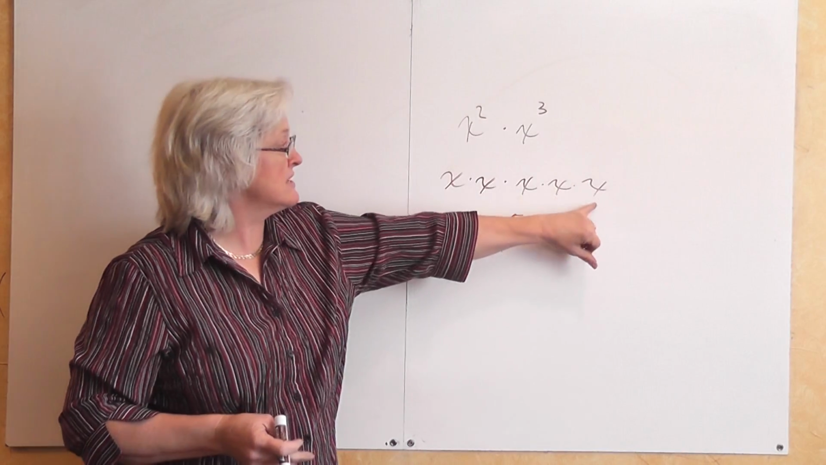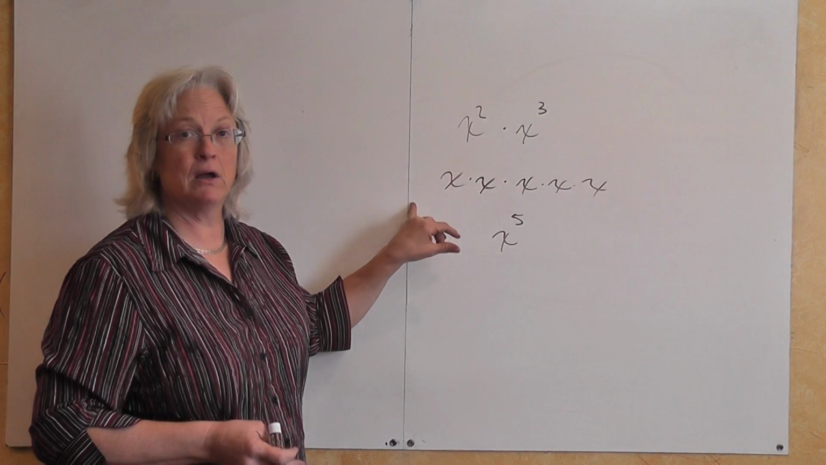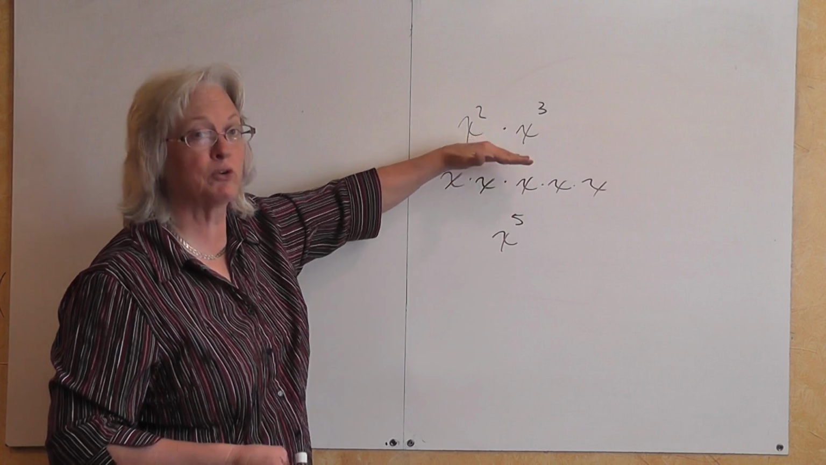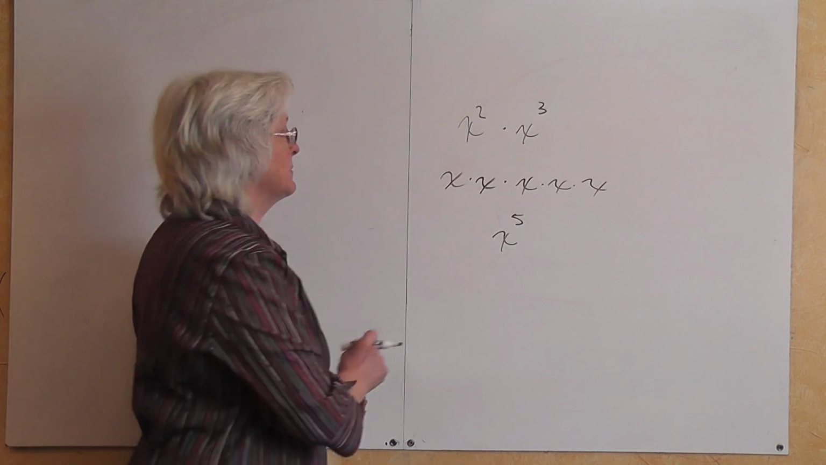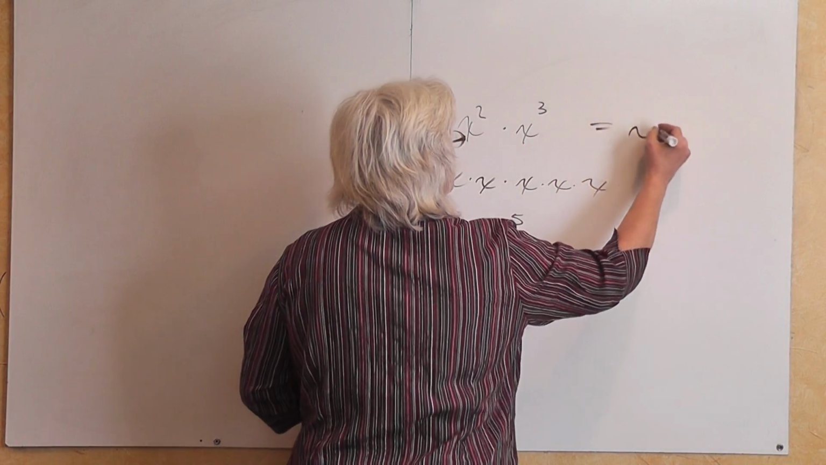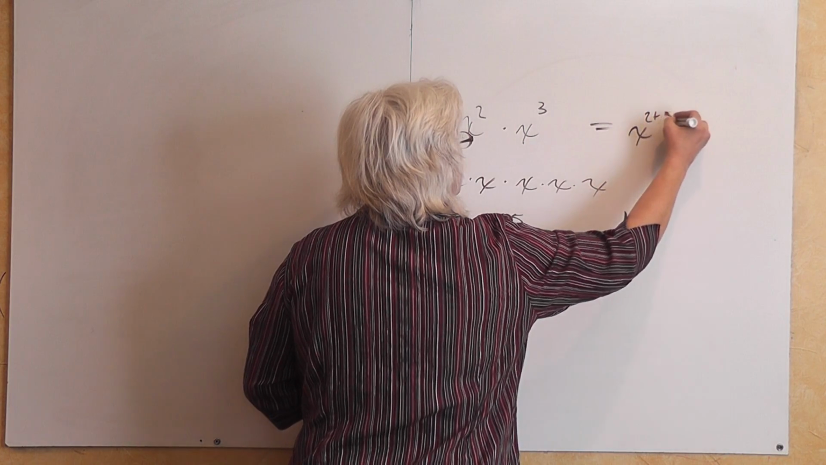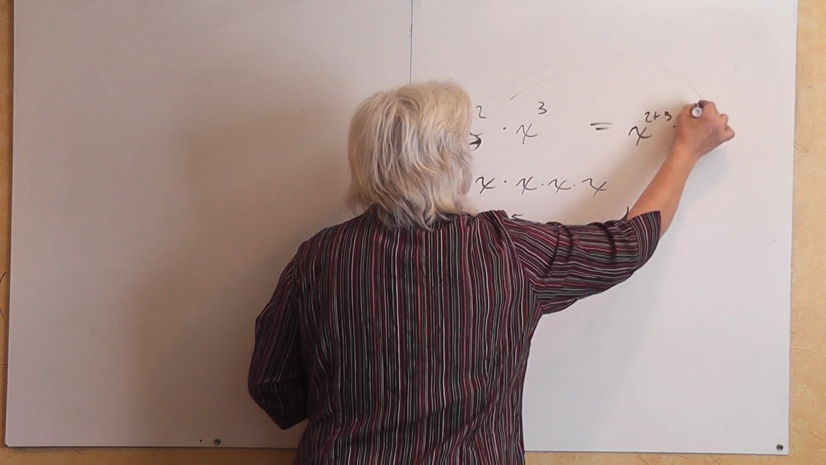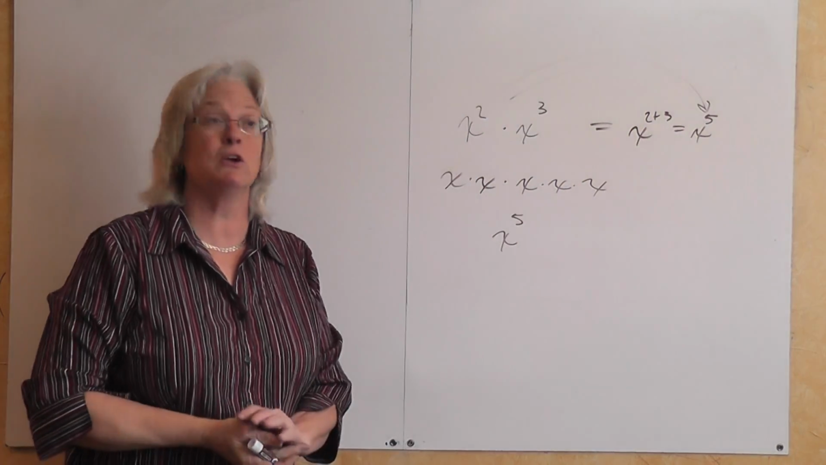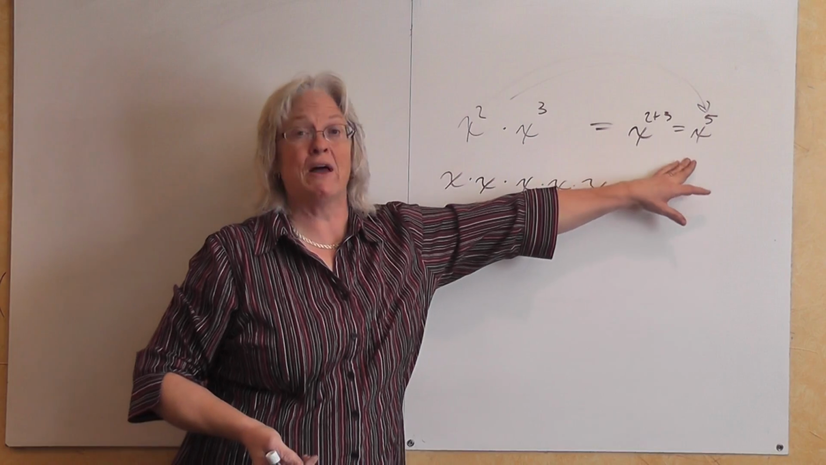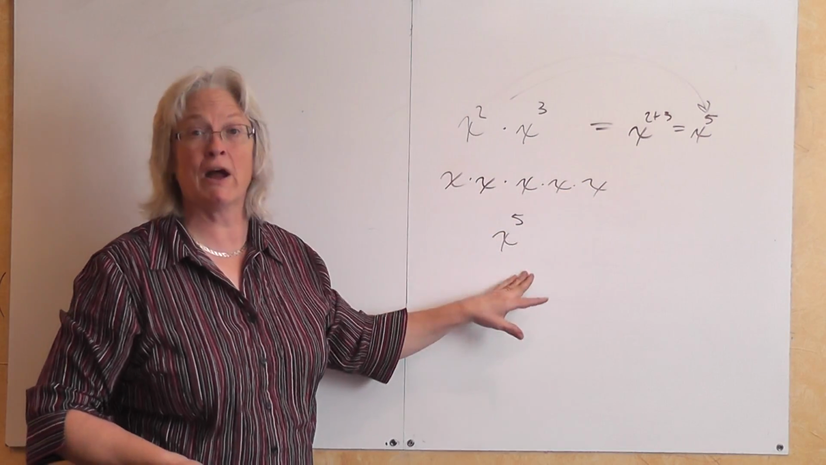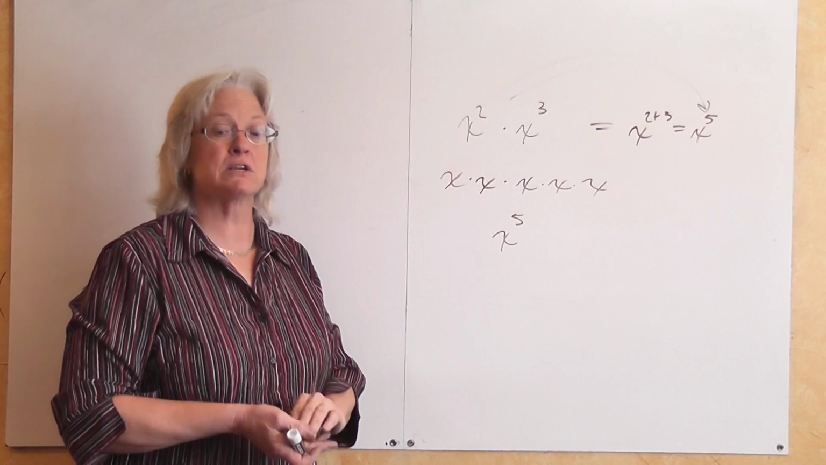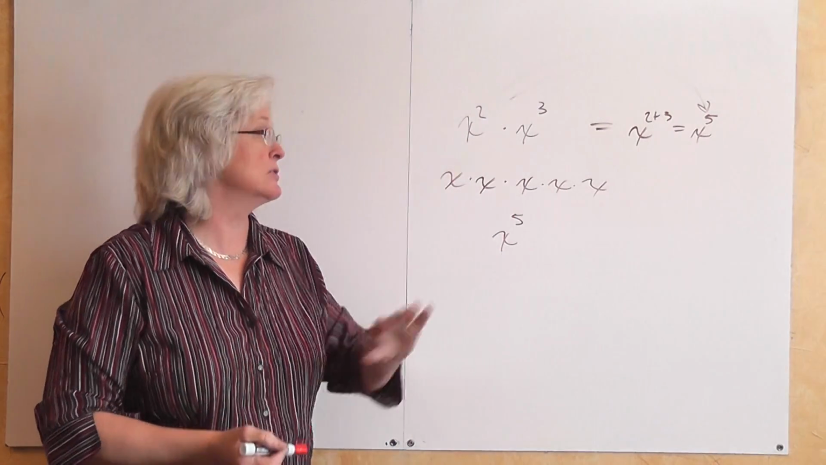X is being used as a factor 5 times here. So when you have exponential notation and you're multiplying bases with like exponents, what did we do? We just added the exponents together to say that x squared times x cubed gave us a final value of x to the 5th. We didn't have to write out all of the many times that these factors were used.